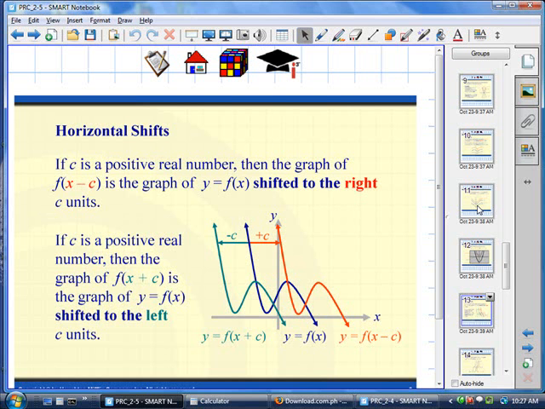I'm not sure this shows that very well. I don't like this graphic, but if you look down here, if the blue is the original, then if you do this X minus C in red, what's going to happen? The red curve is literally shifted C units to the right. And if you do a plus C in parentheses, it's going to be C units shifted to the left. So that should make sense. It's the same kind of thing Michelle was asking me about before.